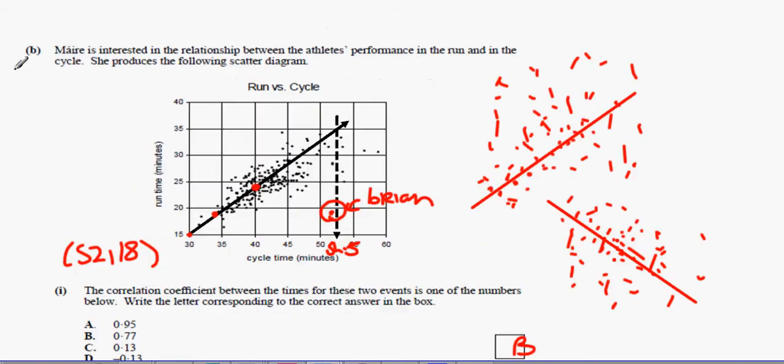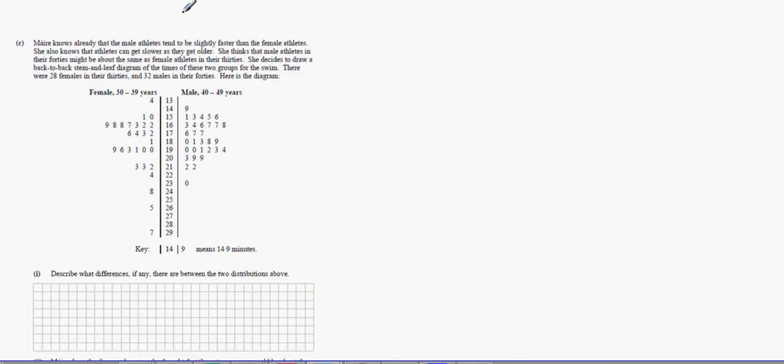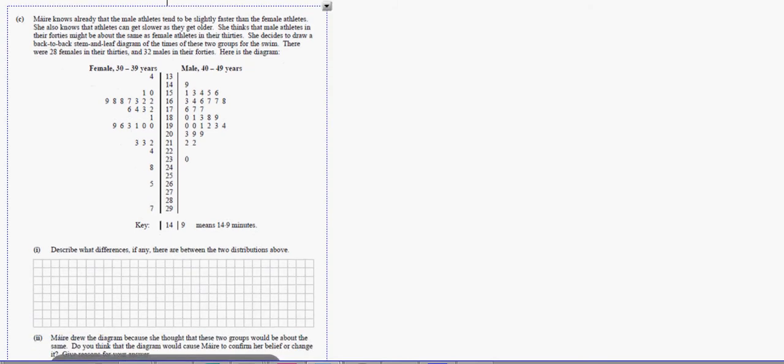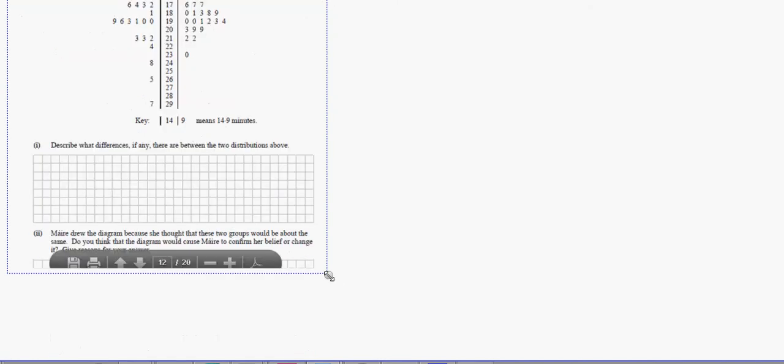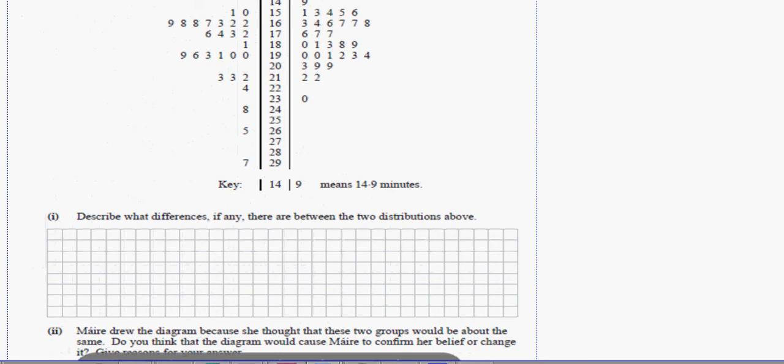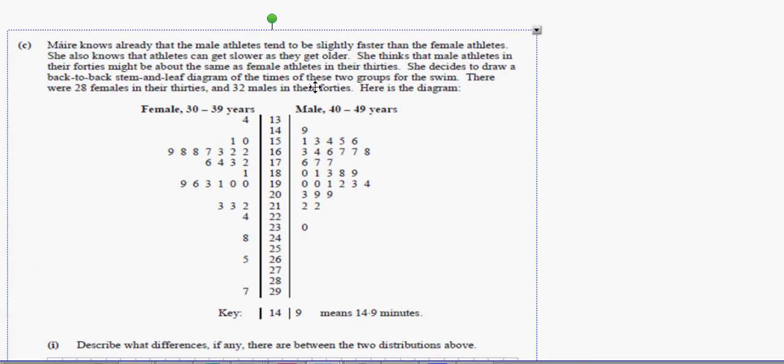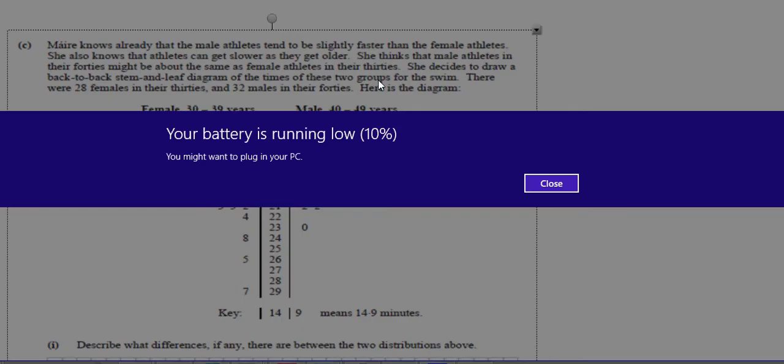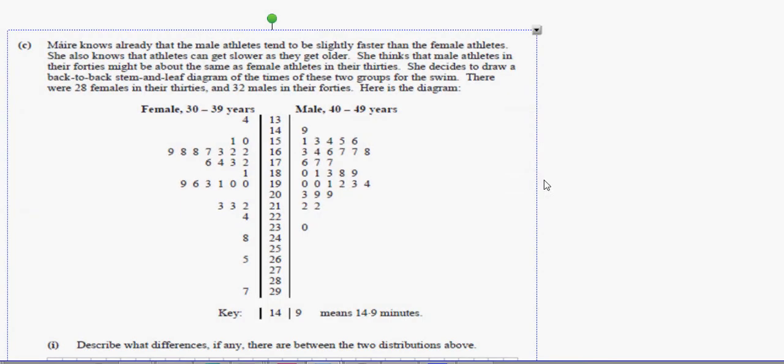Okay, next one. Myra knows already that male athletes tend to be slightly faster than female athletes. She also knows that athletes get slower as they get older. She thinks that male athletes in their 40s might be the same as female athletes in their 30s. She decides to draw a back-to-back stem and leaf diagram of the times of these two groups for the swim. There are 28 females in their 30s and 32 males in their 40s. Here's the diagram.